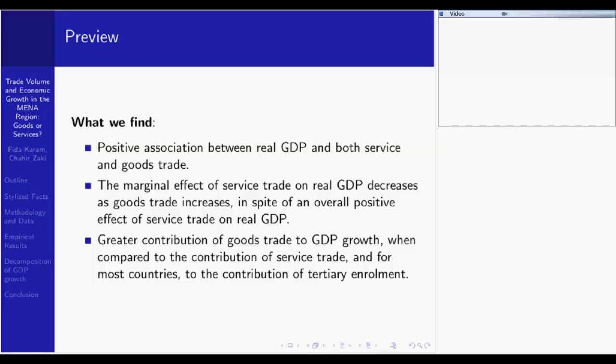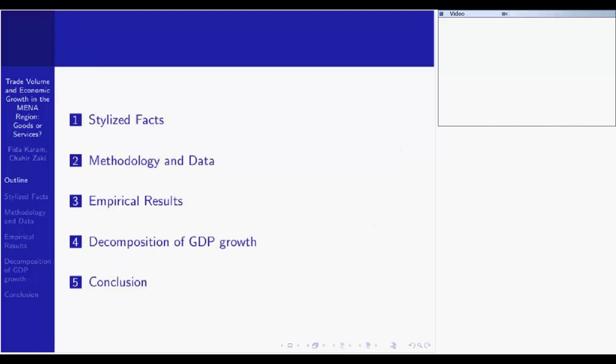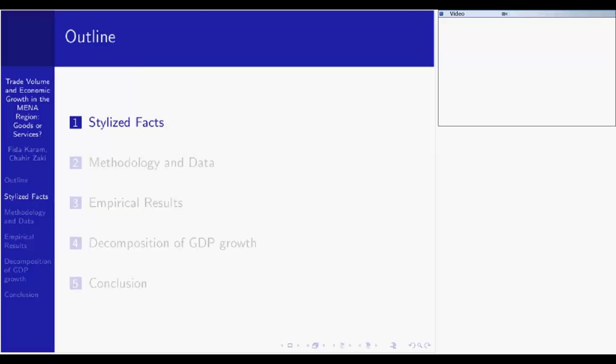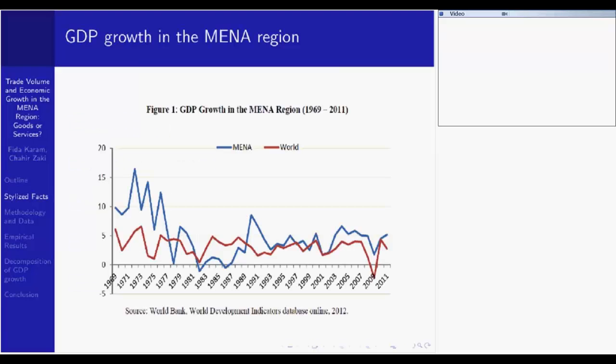So I'll just present some stylized facts, then move quickly to the methodology and the empirical results, what we found in terms of the decomposition of the GDP growth, and I will conclude. So as you can see, the GDP growth in the MENA region has been following the world growth in terms of its cyclicality, in terms of booms and busts.